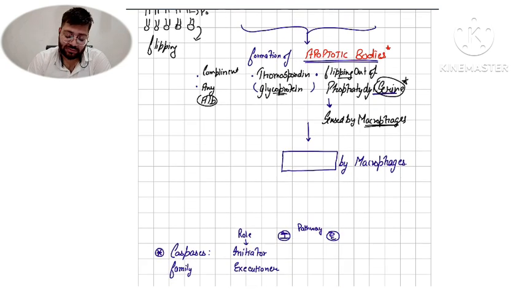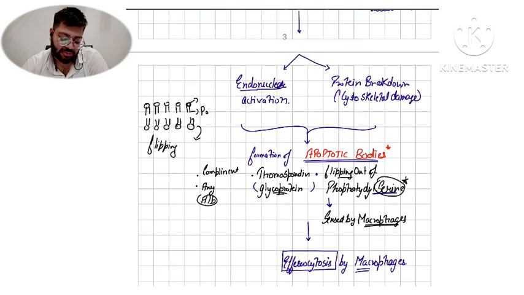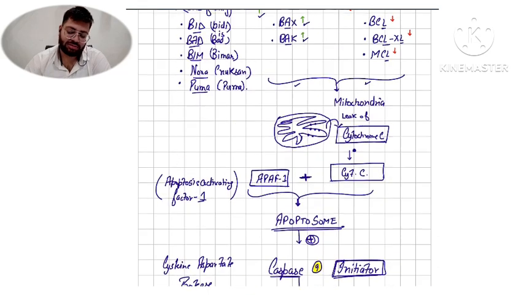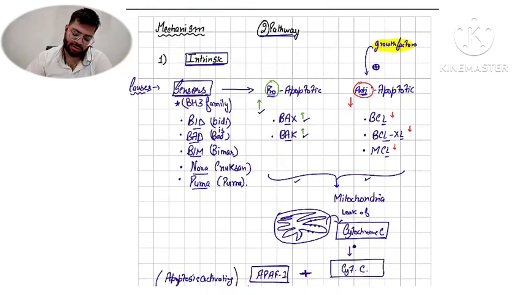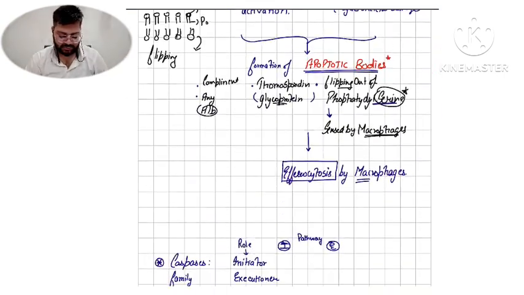And the final step will occur, which is called phagocytosis by the macrophage. Macrophages will eat up these apoptotic bodies, and that's how cell death occurs by apoptosis. It's the intrinsic pathway. It's a storyline. We need to go through it again, and it will be done.